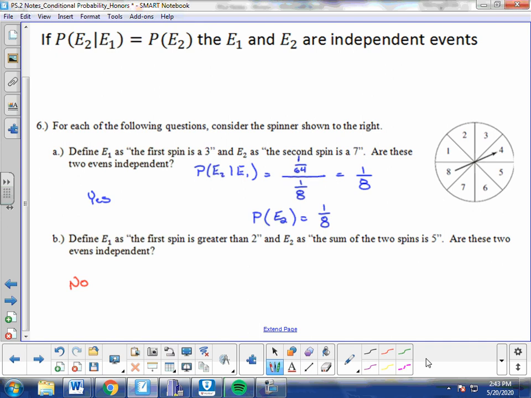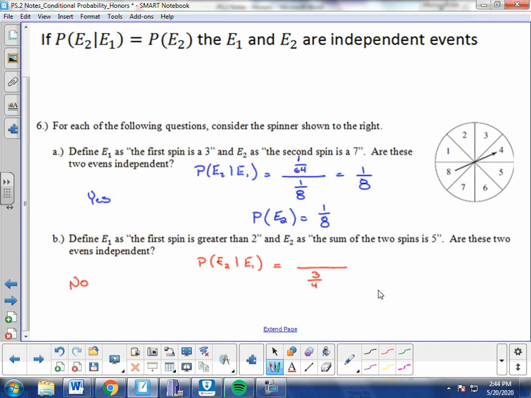So the mathematical approach to this would be finding the probability of event 2 given event 1. So again, in the denominator, the probability of event 1. What is the probability that the first spin is greater than 2? Well, that means we could land on 3, 4, 5, 6, 7, or 8. So that would give us a 6 out of 8 chance, which is 3/4.